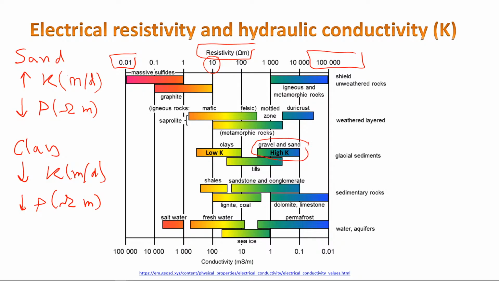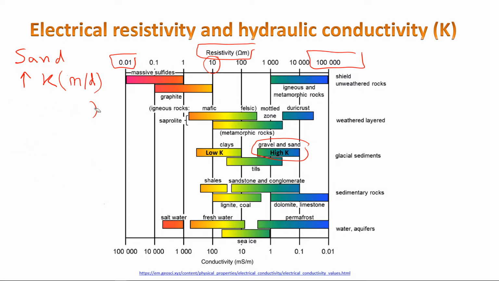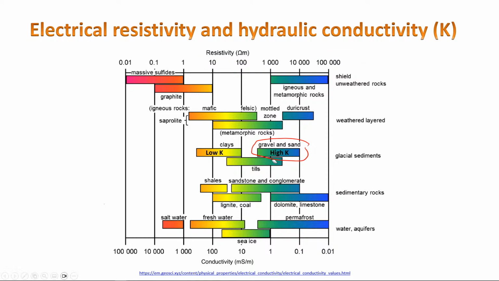Sand and gravel are silica. Silica doesn't have any charged particles, so it doesn't conduct electricity. Sand is not a good conductor for electricity, so it has a high electrical resistivity. That's the idea: sand is not a good conductor versus clay, which is a good conductor. And you see here different geological units will have different electrical resistivity, and that's how we interpret this image.